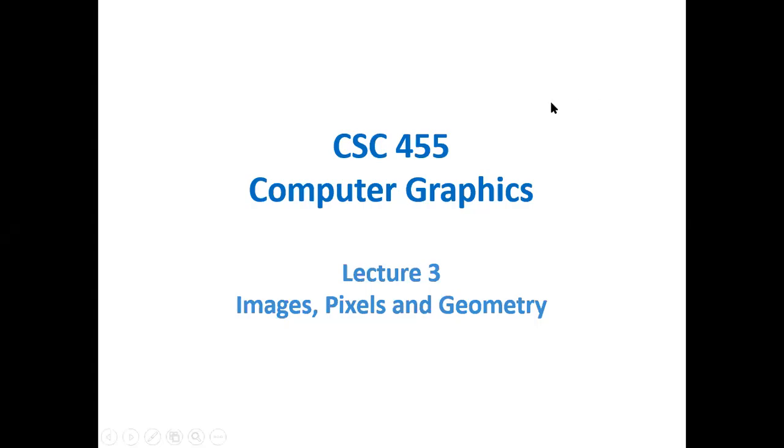So today we will be discussing lecture 3. The contents of lecture 3 are images, pixels and geometry. In the last lecture we have already talked about what an image is. An image is a collection of pixels. What is a pixel? A pixel is the smallest element of a screen. Okay, and then we'll talk about the geometry.